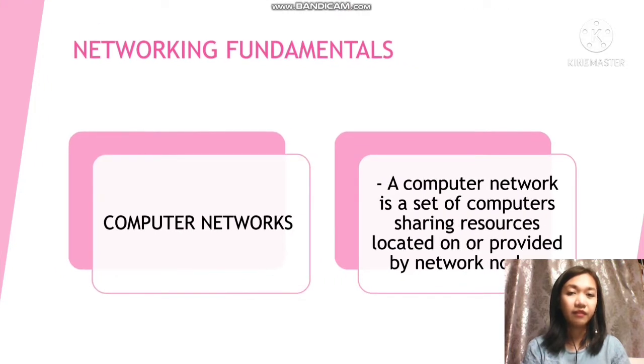The topics that I chose are the following: network fundamentals, network types and topologies, and network models. So here in network fundamentals, we have computer networks. A computer network is a set of computers sharing resources located on or provided by network nodes. Connections between computers in a network are made using physical wires or cables, and through network connections, computers are able to share files, internet access, printers, etc. But nowadays, they can be connected using wireless means, using radio waves or infrared signals.